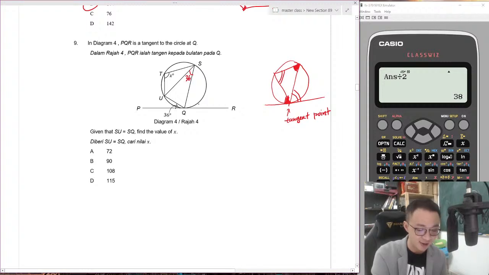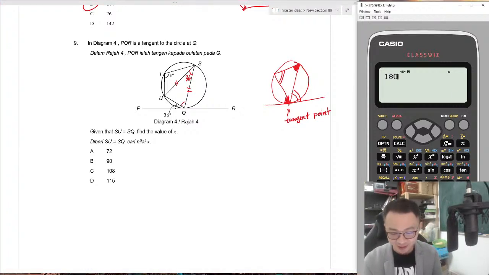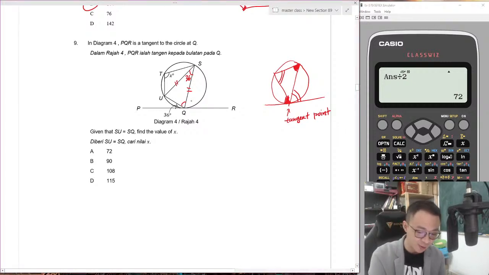Because I see this triangle, and the question tells me both of these are the same length, then I can find this angle. I just use 180 minus 36 and then divide by 2. So this one will be 72.